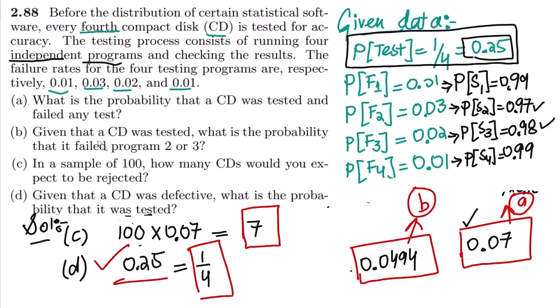So this is the solution of question 2.88, in which we have seen different parts of it which are related to the independence of the events.